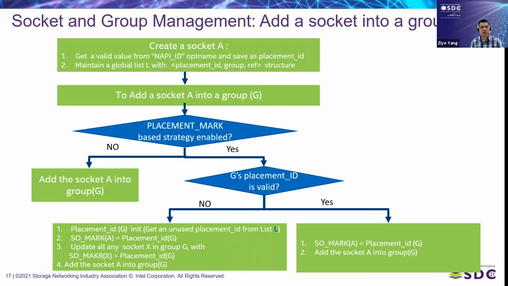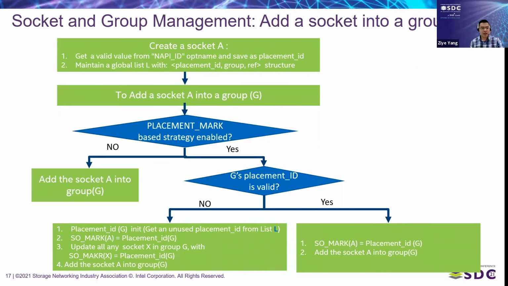And when this socket A will be added to a group G, we first check whether the placement mark-based strategy, which is related to ADQ, is enabled or not. If it's not enabled, we can just add this socket A into the group G. So this is easy. If it's enabled, we need to check whether the socket polling group has a valid placement ID or not. If we do not have a valid placement ID, we need to initialize the placement ID of the group. We will choose an unused placement ID from the list L.